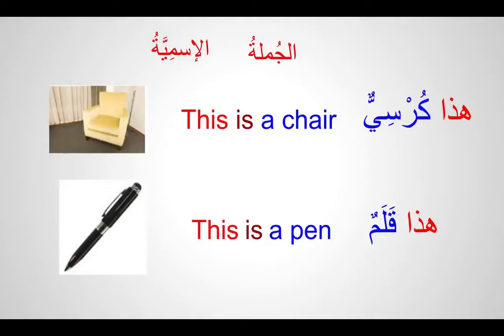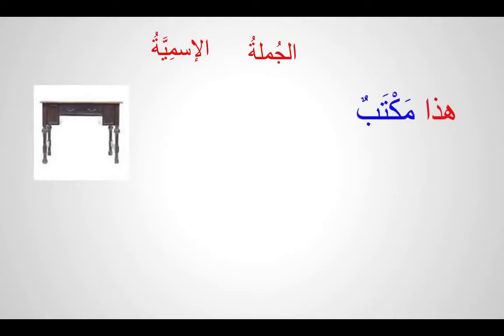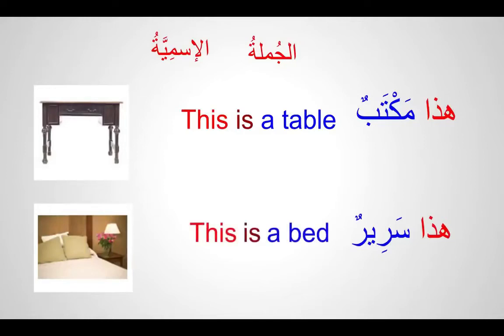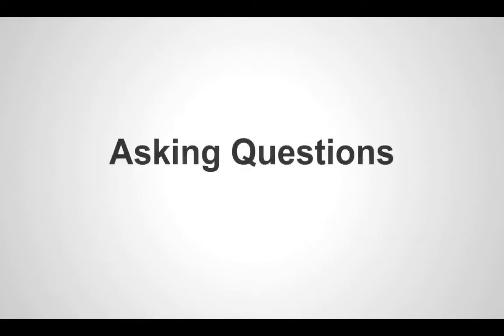So today we'll be learning a little bit more about asking. Okay, we'll do some more letters, sorry. Hadha maktabun. This is a table. And this is a bed. Hadha sarirun. We should build our vocabulary. So inshallah I'll be sending all the vocabs. So try and practice and memorize these words. Hadha sarirun. This is a bed.